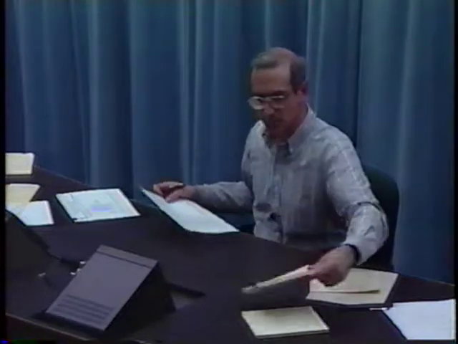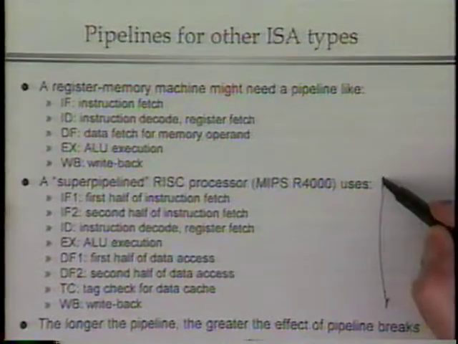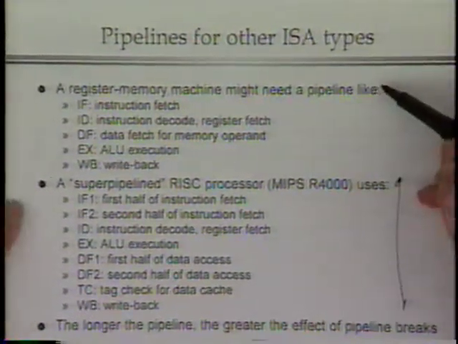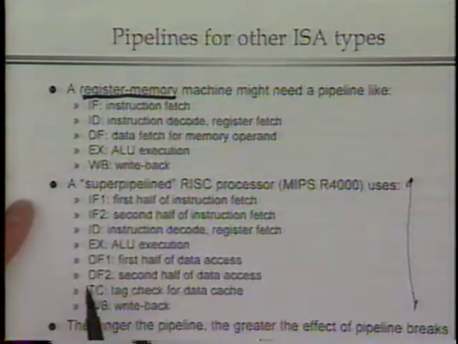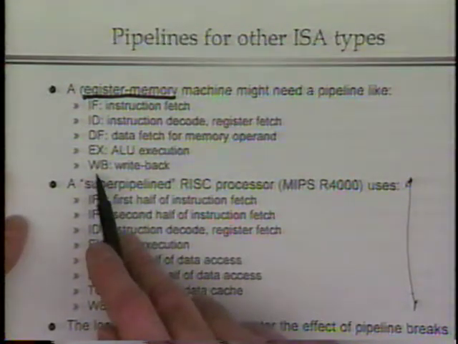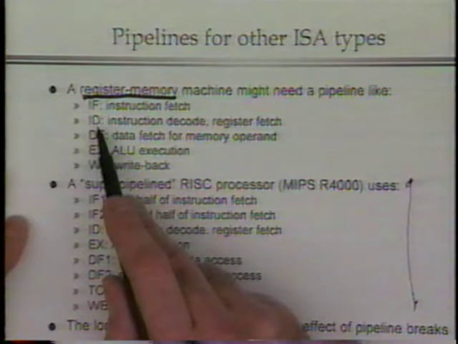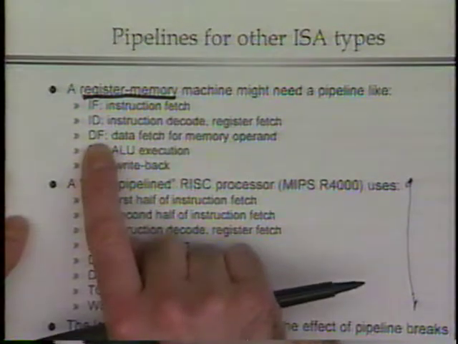Let's now look at another pipeline. Obviously, DLX is not the only kind of pipeline there is. The pipeline we're really going to look at and analyze is a so-called super pipeline, one that's used in the MIPS R4000. But I just wanted to point out that there are other pipelines as well. And if you wanted to design a register memory instruction pipeline, then you might need a reorder or a change of the DLX pipeline. Instruction fetch and instruction decode occur in normal fashion, but in fact, to do the ALU operation, you might first need to do a data fetch.